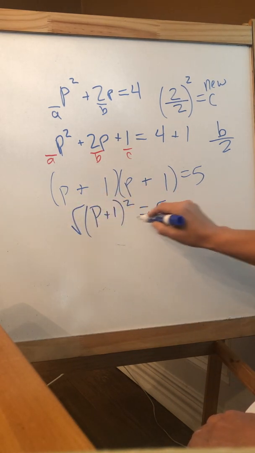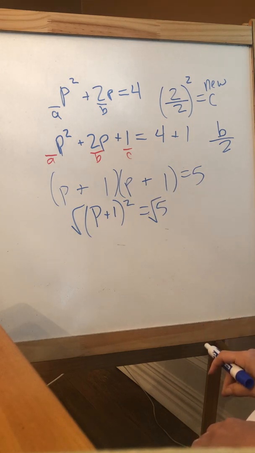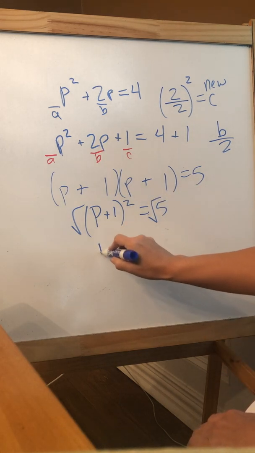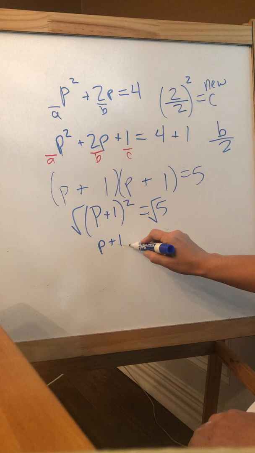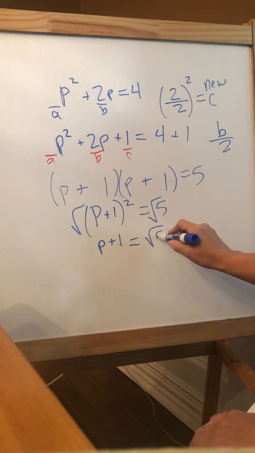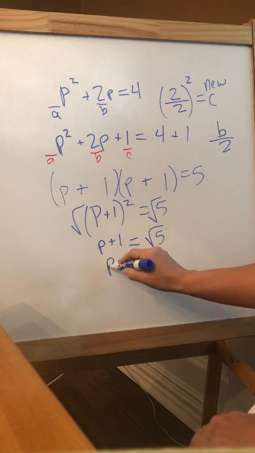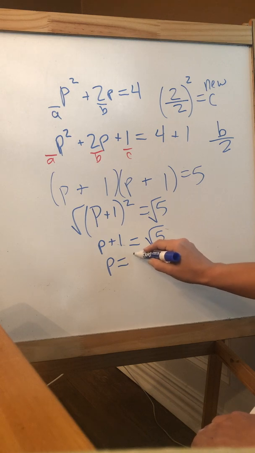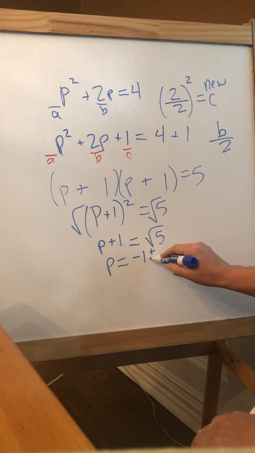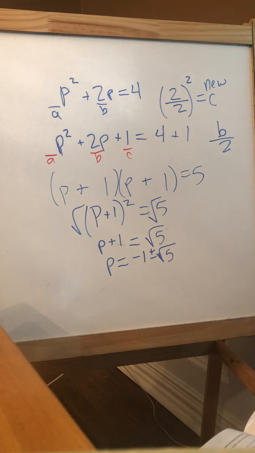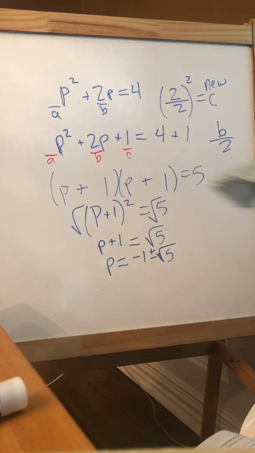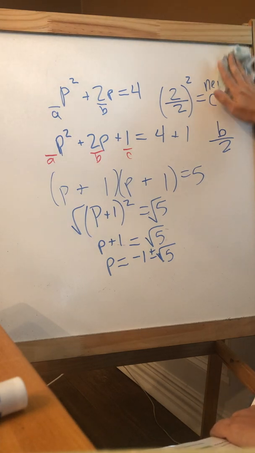Now we're going to apply the square root method, and we're going to take the square root of both sides, and we have p plus 1 equals square root 5. Subtract your 1: p equals negative 1 plus or minus the square root of 5. And that's how you're going to solve by completing the square. All right, go ahead, press pause please, and try practice 5.